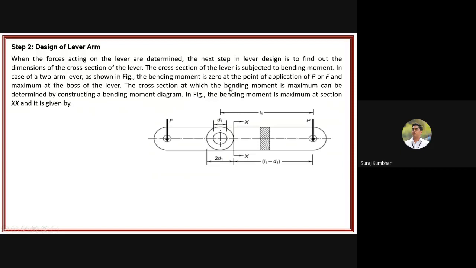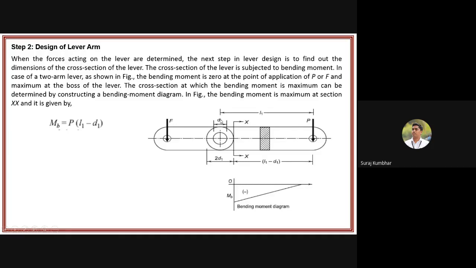The cross section at which the bending moment is maximum can be determined by constructing a bending moment diagram, as shown in the figure. Here at section XX the bending moment is maximum, and here is the bending moment diagram. If you see the diagram, the inner diameter is D1, the outer diameter is 2D1, and the hatched part is the rectangular cross-sectional view of the lever. And L1 is what? Just see the diagram.